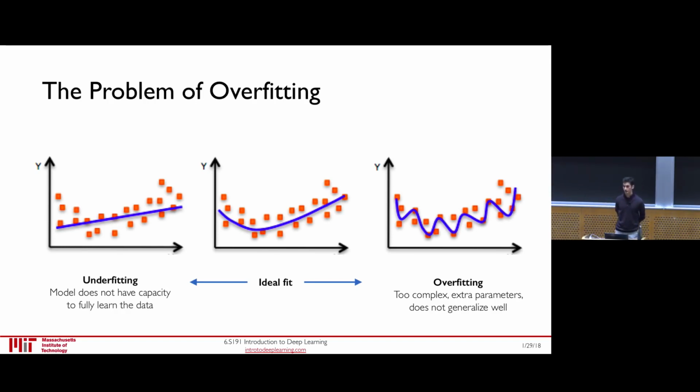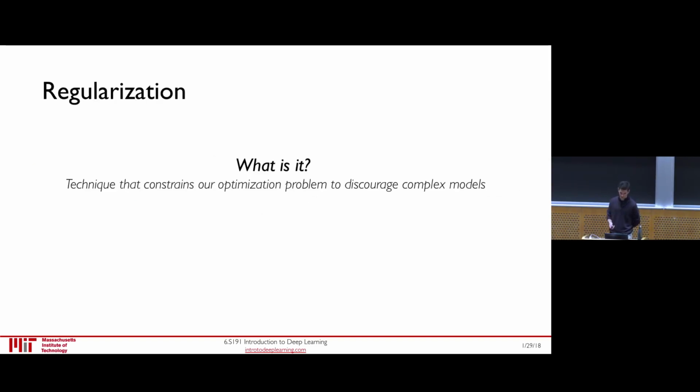If we go to overfitting on the right, we're actually having too complex of a model and just memorizing our training data, which means that if we introduce a new test data point, it's not going to generalize well. Ideally, what we want is something in the middle, which is not too complex to memorize all of the training data, but still contains the capacity to learn some of these nuances in the test set.